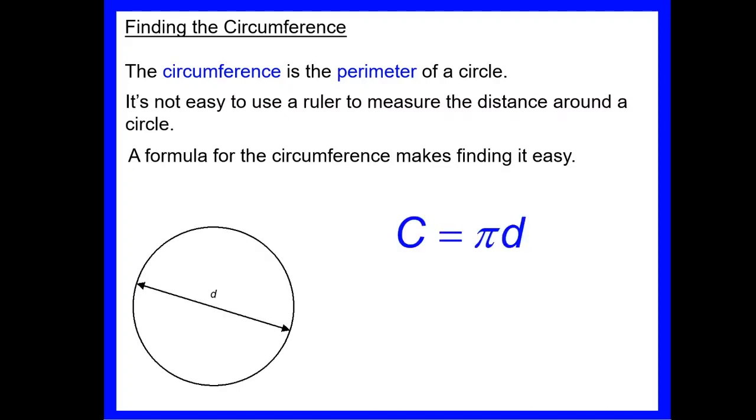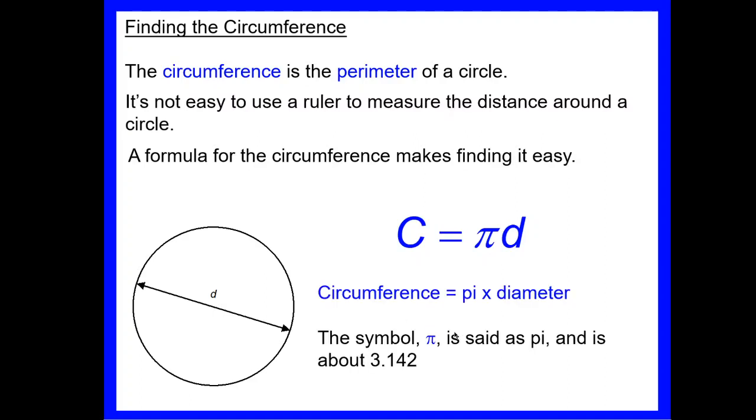So by using a formula, it makes it a bit easier. So our formula is C, capital C for circumference, is equal to pi d, pi times diameter. And we can see our diameter then from one side to the other passing through the centre of the circle. So in words, circumference equals pi times diameter. And our pi symbol here, if we don't have a pi symbol on our calculator, we can use 3.142 as an approximation of pi.